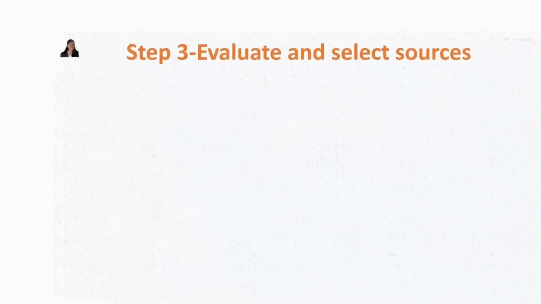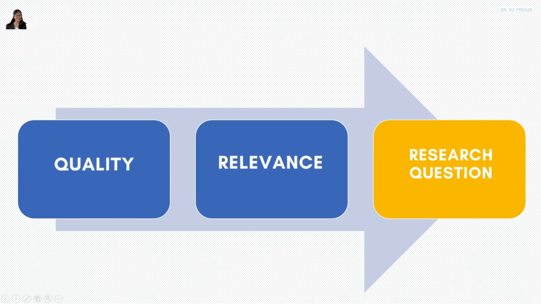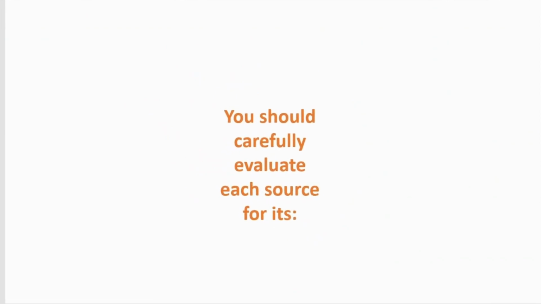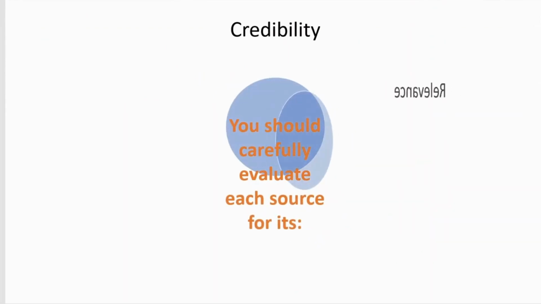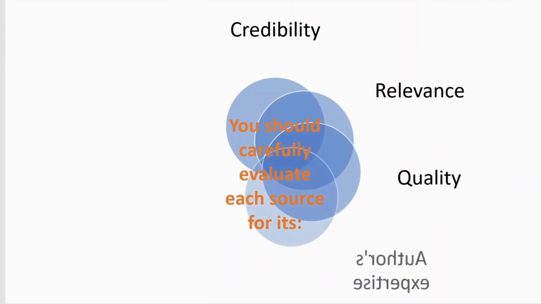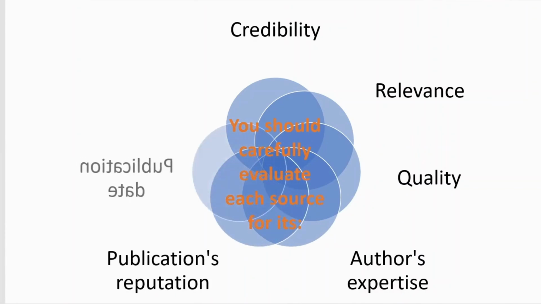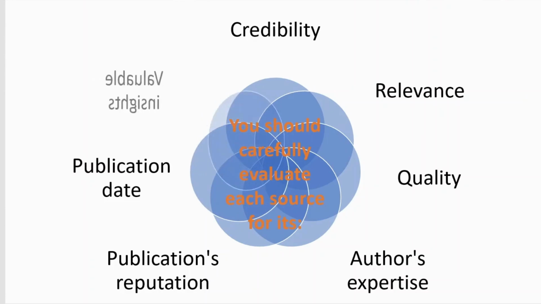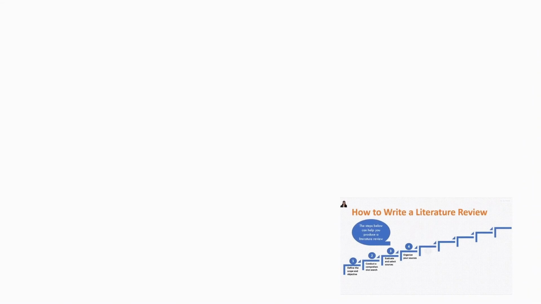After that, the third step is to evaluate and select sources. Assess the quality and relevance of each source, ensuring it contributes to the research question. More specifically, you should carefully evaluate each source for its credibility, relevance, and quality. Consider the author's expertise, the publication's reputation, and the publication date. Select sources that provide valuable insights and support for your research question. Next, the fourth step is to organize your sources.